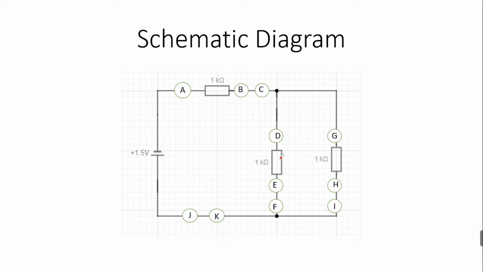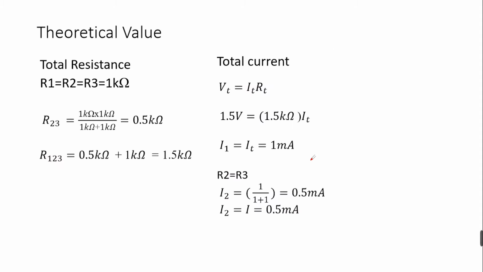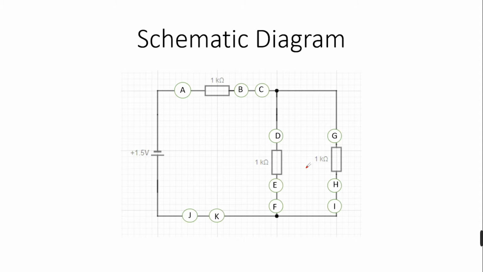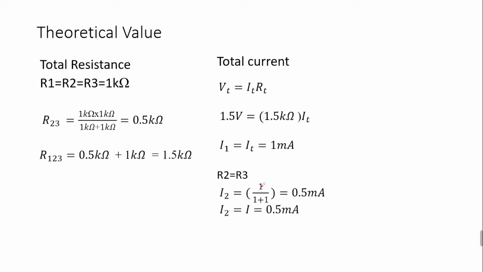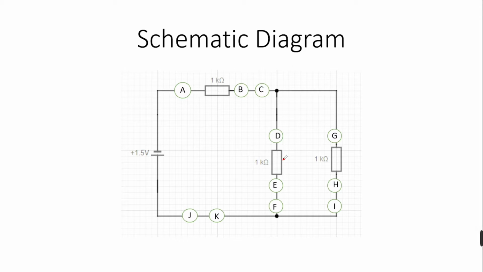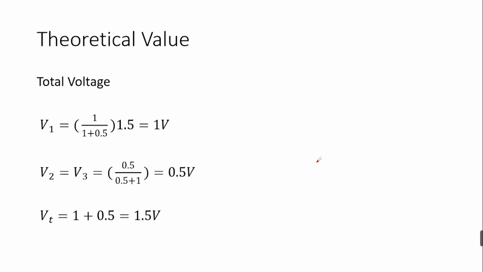Since resistor R2 is equal to R3 and in parallel, the currents I2 and I3 are the same. So we find I2: 1 over 1 plus 1 equals 0.5 milliampere. So the current I2 and I3 is 0.5 milliampere.